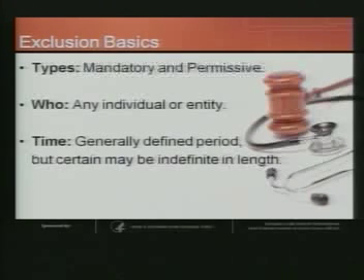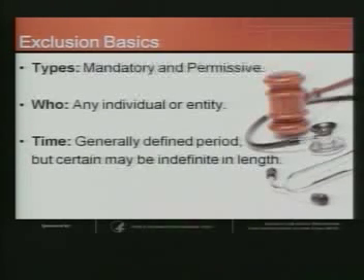As was mentioned earlier today, there are two types of exclusion, mandatory and permissive. Under the IG's mandatory exclusion authorities, we are required to exclude individuals and entities who are convicted of certain offenses, such as convictions related to federal health care program crimes, patient abuse or neglect, felony healthcare fraud, and felony convictions related to controlled substances.